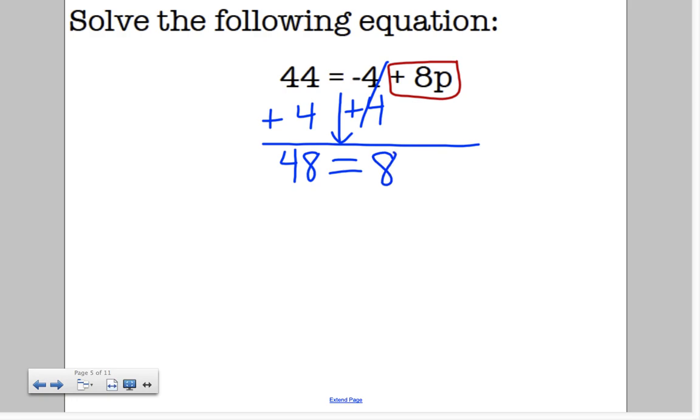8p. 8p, good. So you guys agree, once we get rid of this term, we have the box, or the variable term, by itself. Now again, we're at a point where you should all look at this problem and go, oh, hello, we've done this. We know how to do this from here. We did it last night.